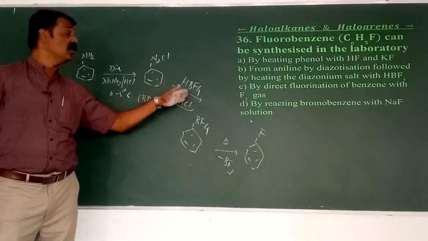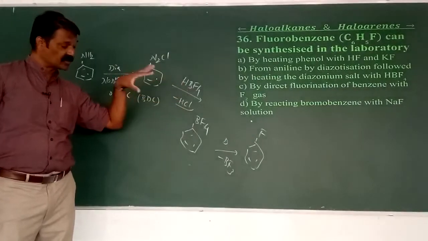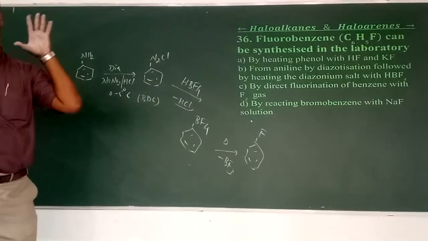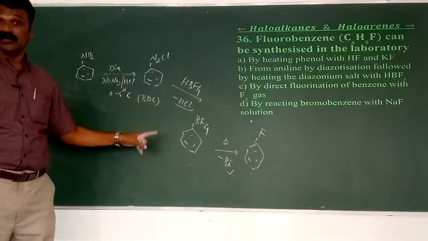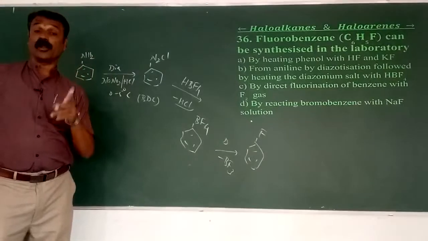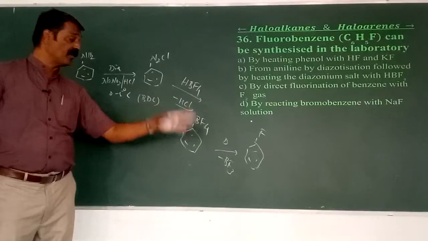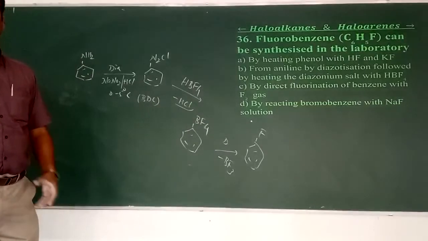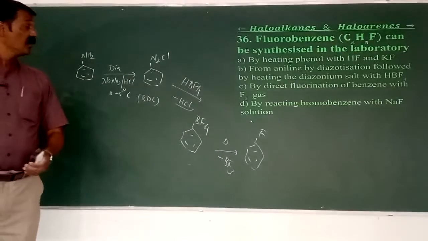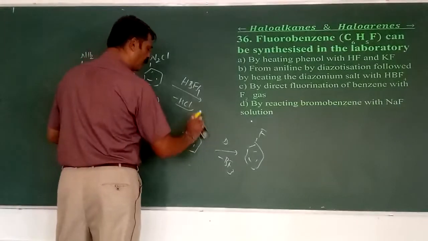acid. What's it called? Fluoroboric acid. First it actually forms benzene diazonium tetrafluoroborate. But I have not written that. Benzene diazonium tetrafluoroborate. Upon heating it is converted into what? BF3 is removed, and then finally it forms what? Fluorobenzene. Or I can write the process this way also.